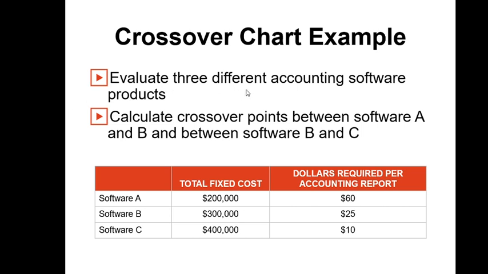You are required to evaluate three different accounting software products, as an example, for a certain company. Calculate the crossover points between software A and B, and between software B and C. These are the givens in the question. Software A has a total fixed cost of 200,000. Variable cost per unit here is 60. For B, it's 300,000 as a fixed cost, wherein the variable cost is $25 per unit. And in software C, you have a total fixed cost of 400,000, wherein the variable cost here is only $10 per unit.